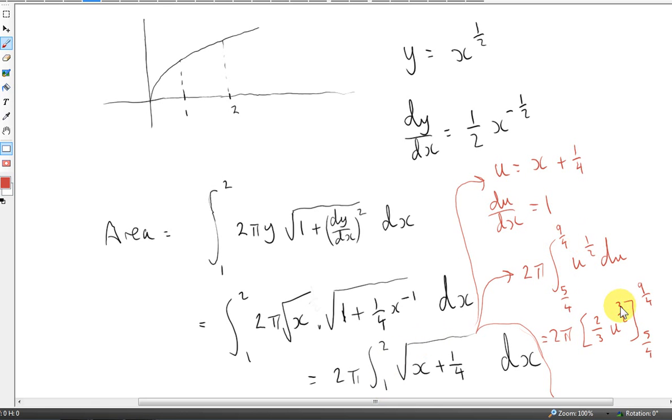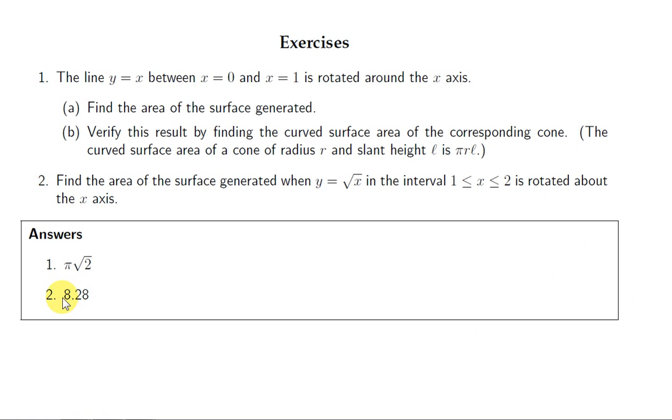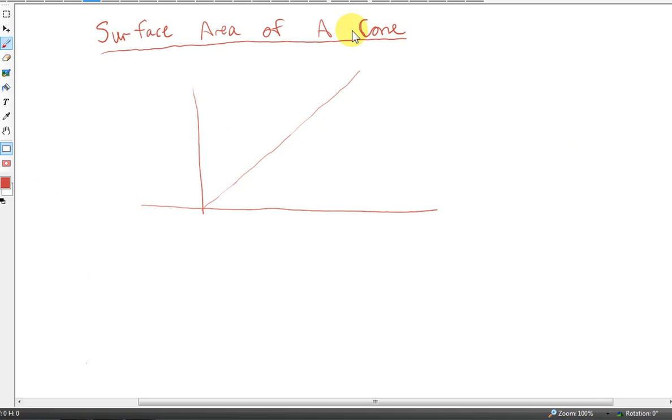So add 1 to half to get 3 halves, divide by 3 halves, that's multiplying by 2/3, and apply our limits. I won't bother doing this. If you work it out, you should get 8.28. As a final exercise, I'll get the surface area of a cone. That excludes the circular end of the cone.